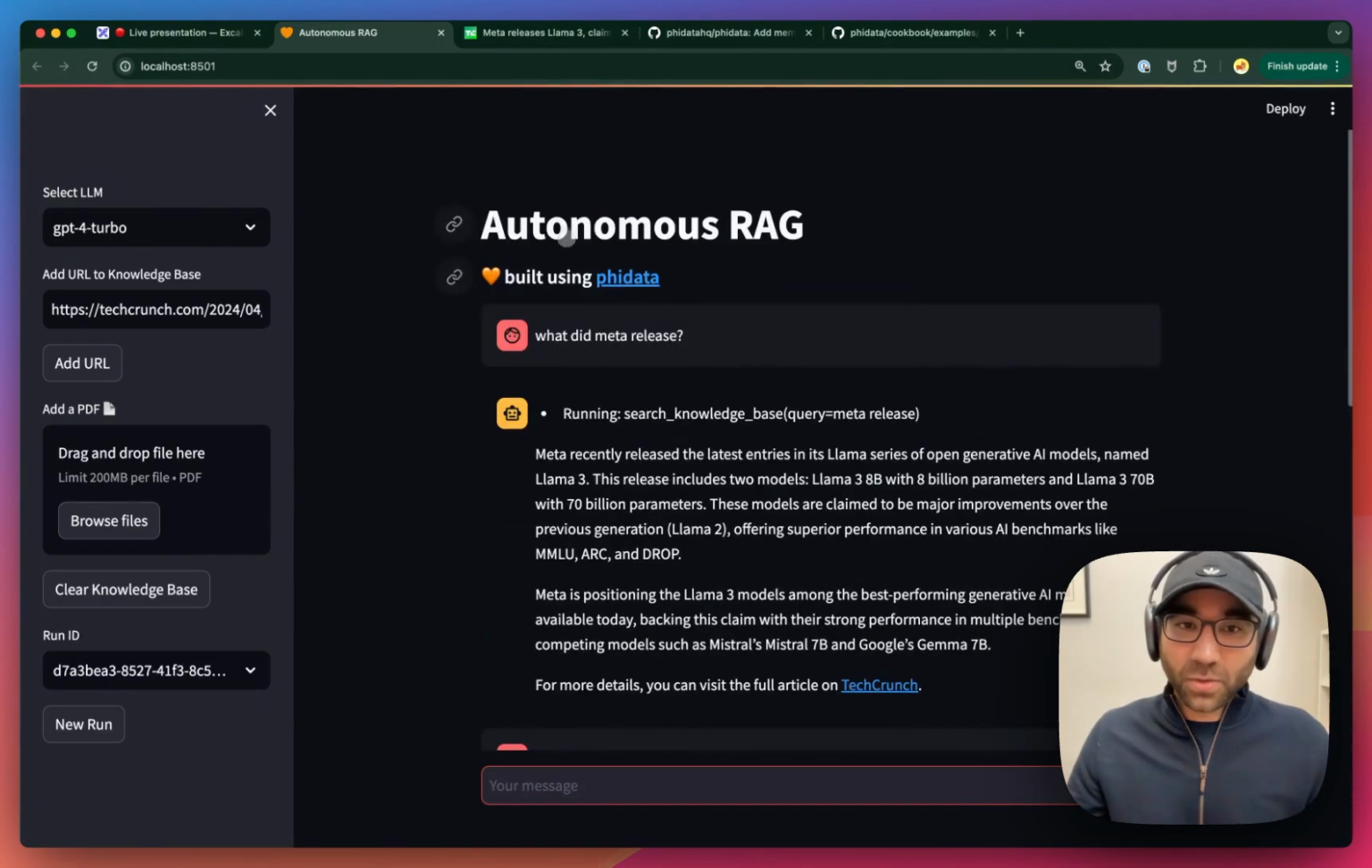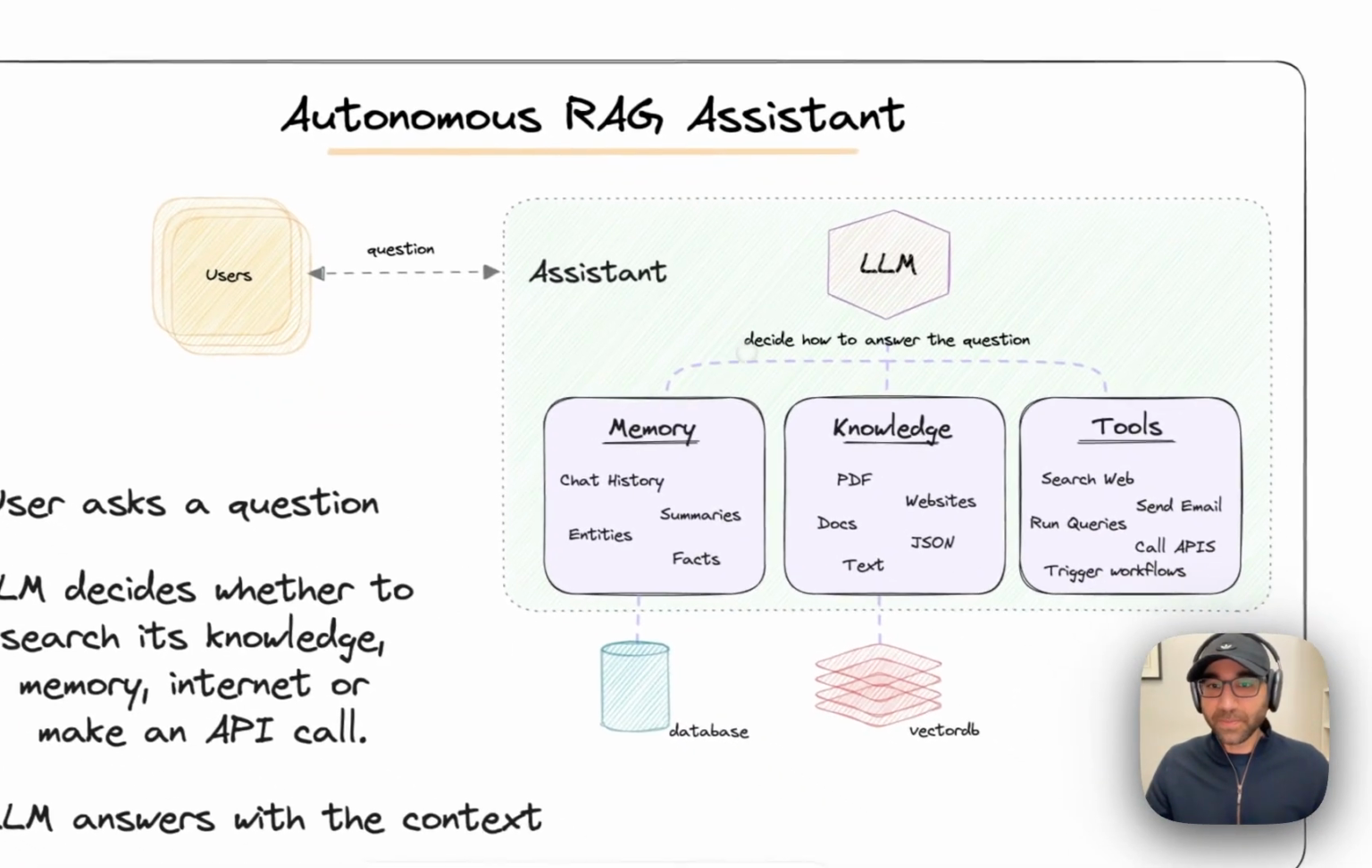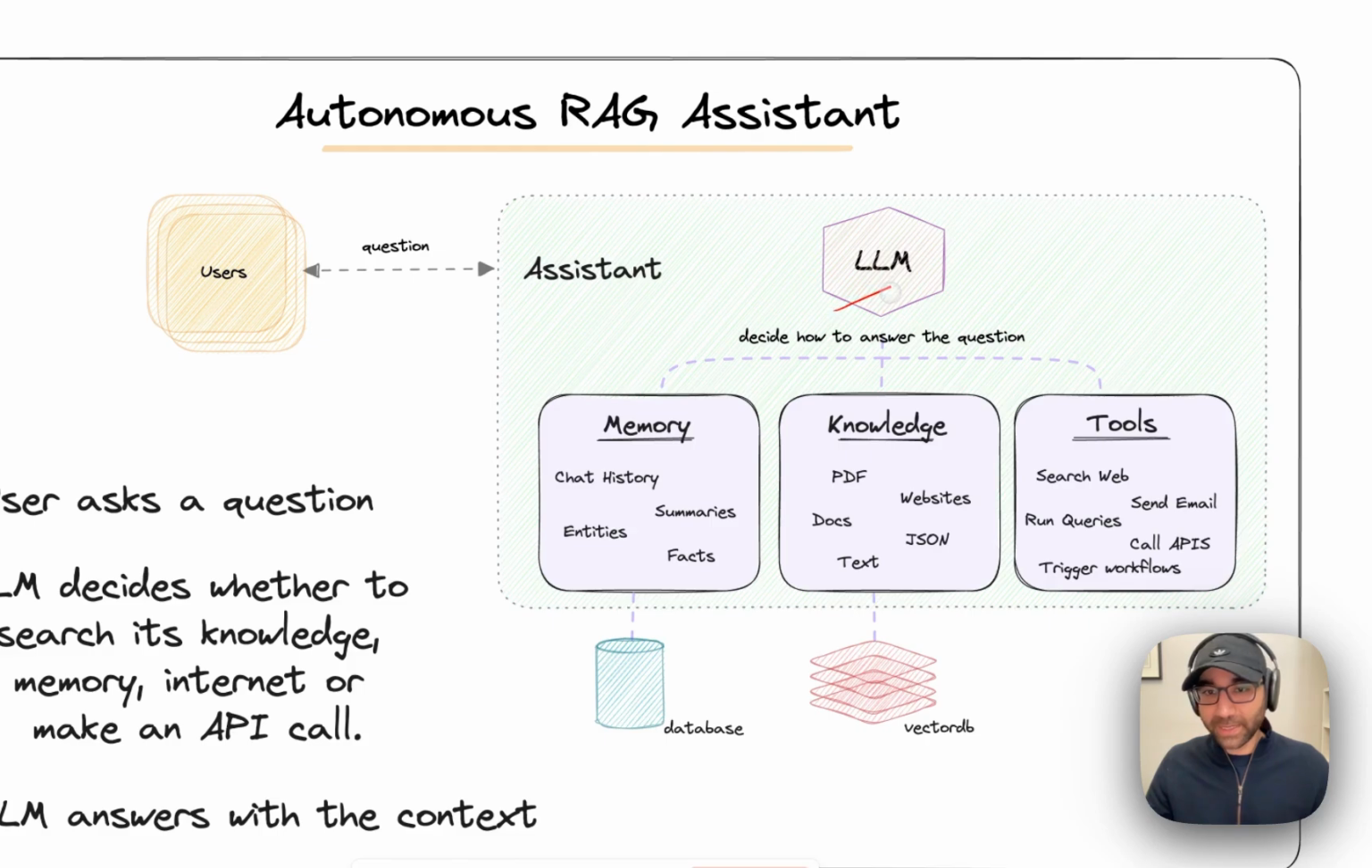So the code for this application, I'm going to give you the entire code for this application, is fully open source. Our application today uses the OpenAI LLM, GPT-4. It has a memory backed by a Postgres database, which is storing the chat history. It's got a knowledge base of PDFs and websites. We haven't added the rest, but you can do that yourself if you need. And then it's got the search web tool, but you can add a tool for a database. You can add a tool for APIs or workflows. I'll leave that up to you as well.